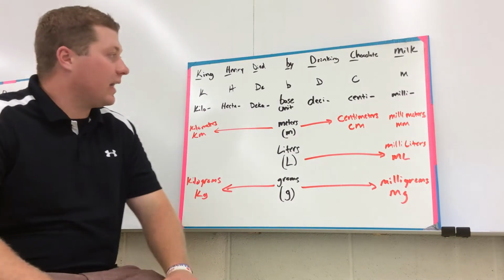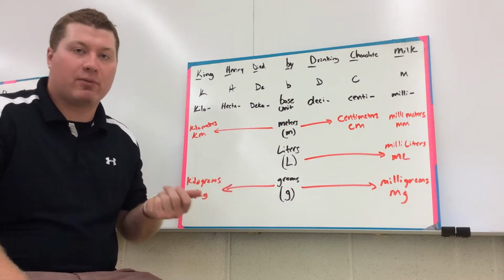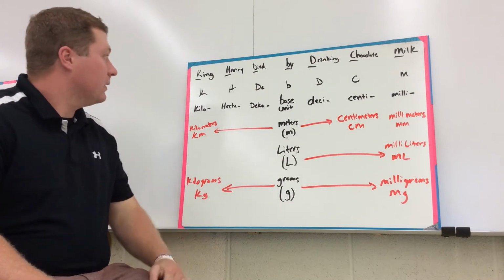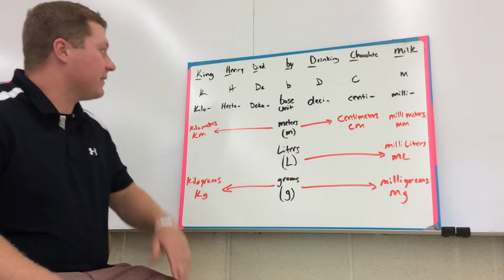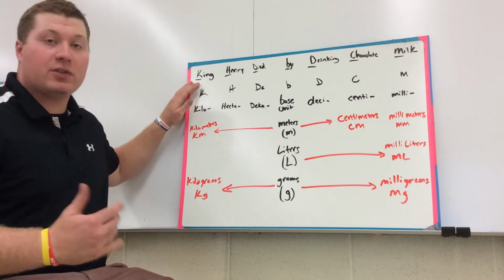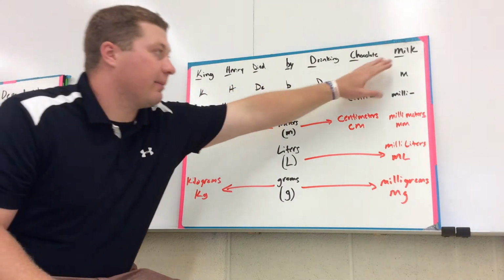Okay, welcome. Today I'm going to be talking about metric conversions and how we convert these in the lab. So the first thing we start off with here generally is this sentence. The sentence I use to teach metric conversions is King Henry died by drinking chocolate milk.